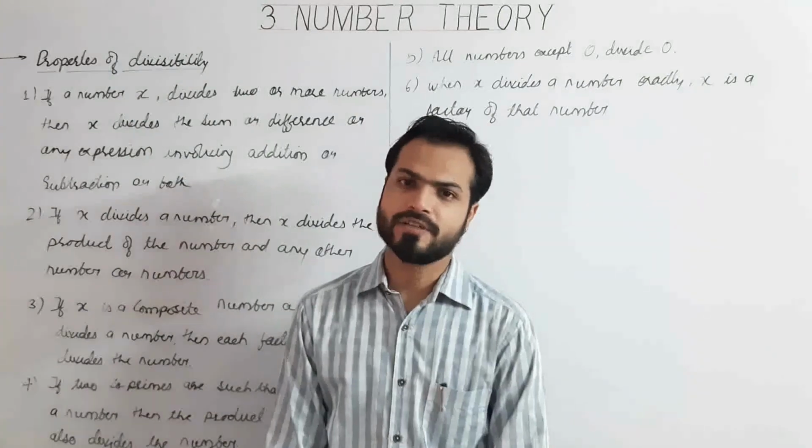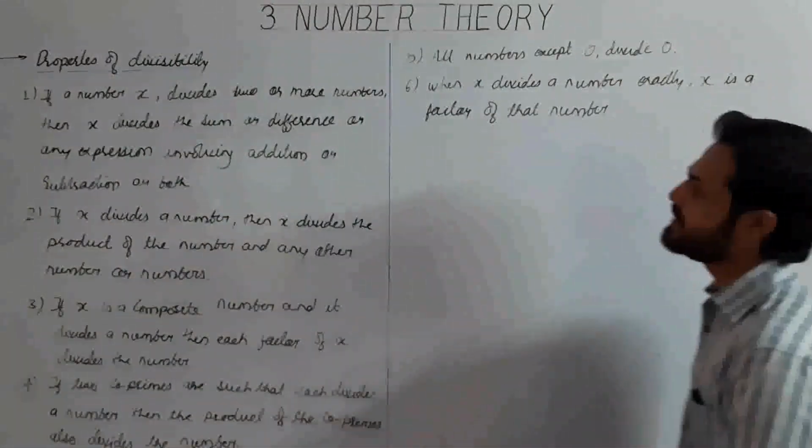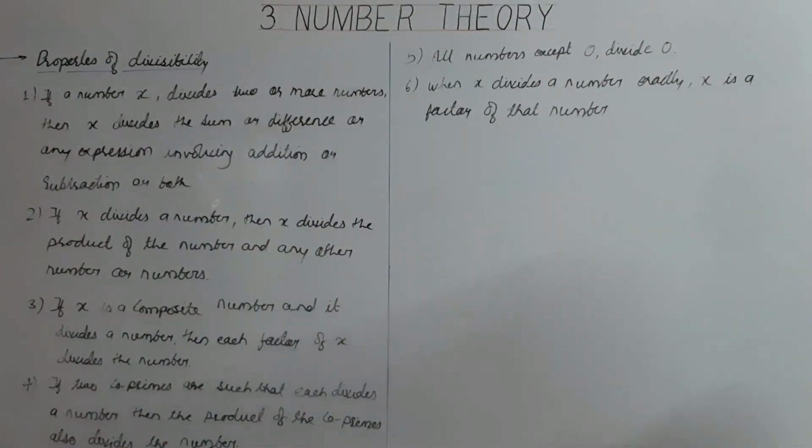Today we will see different properties of divisibility and then we'll cover divisibility tests for some numbers. So we'll start with the first property of divisibility. If a number x divides two or more numbers, then x divides the sum or difference or any expression involving addition or subtraction or both.